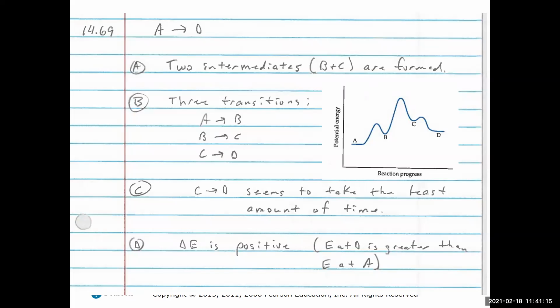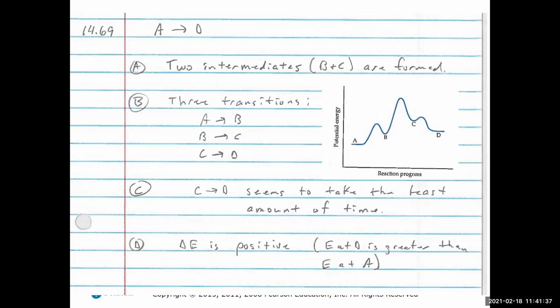But the point is that you're measuring the amount of time by looking at what it takes to go from, in this case, A to B, B to C, C to D. And whichever takes the longest, that would be the longest reaction time. And obviously, if it takes the longest time, that's the rate limiting step, right?